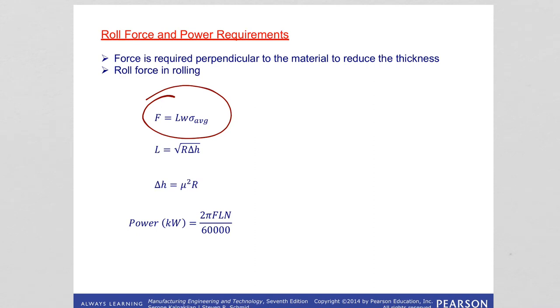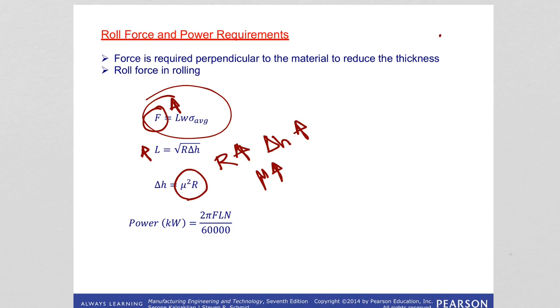So delta H is the draft, right? The difference between the original and final thicknesses. That means the contact length depends on the draft, and R is the roll radius. So the contact length will depend on R and on the draft. That also means, if you increase R or delta H, this was the equation we learned, right? Frictional forces, the coefficient of friction, all will increase L. L will increase the force that is necessary to do the rolling.